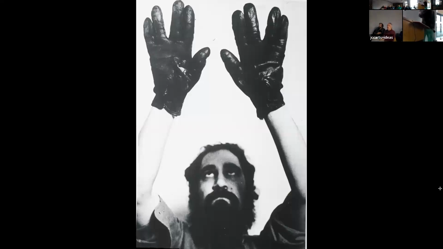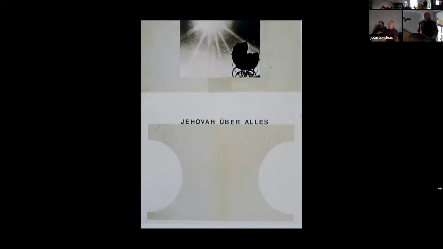A graduate of Bezalel, 74, Moti Mizrahi, lifting his hand in, again, priestly blessing, himself looking like a prophet, but wearing black gloves as if conducting some black ritual. Michal Naaman, or Neeman in Hebrew. I'm talking about important Israeli artists. This is from 1976.